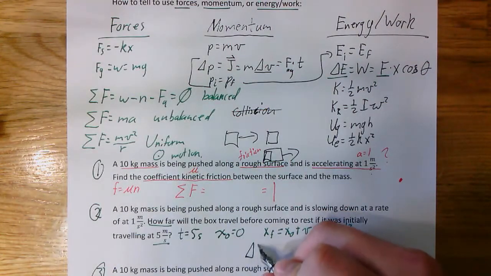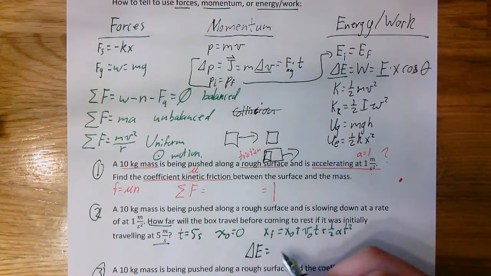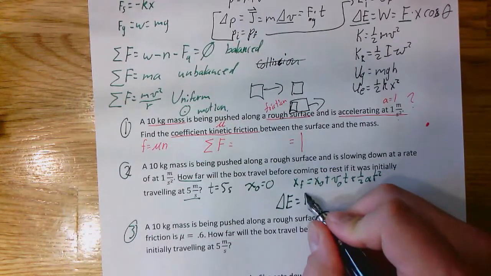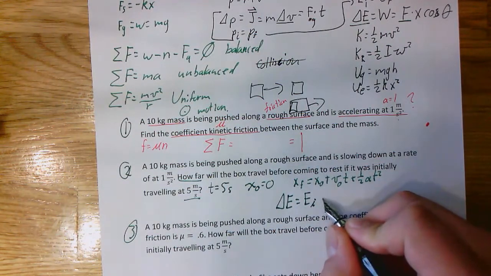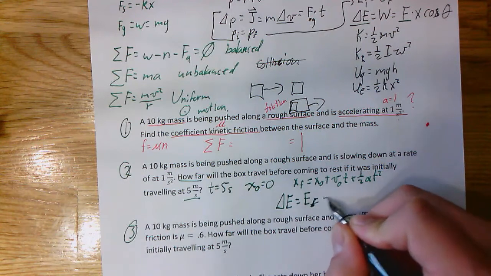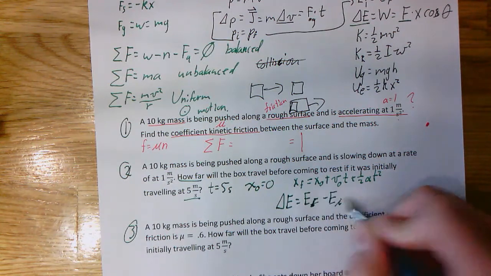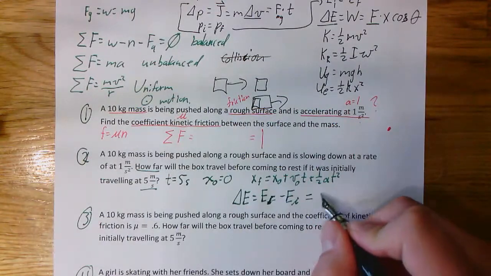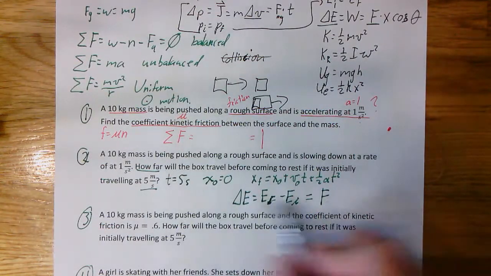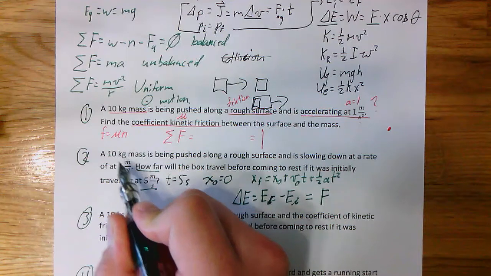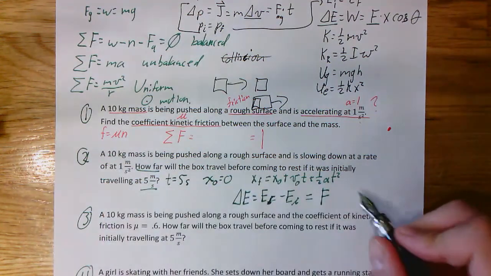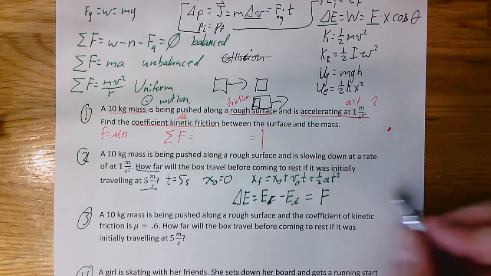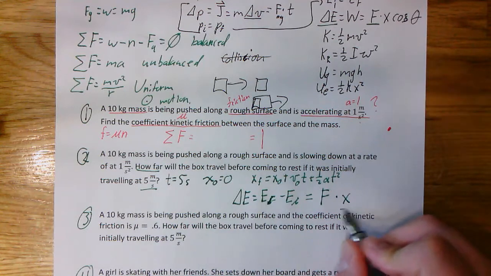Change in energy, think about what type of energy I have. Energy final minus energy initial. You should fill out what types of energies those are. Equals force. Let's see, you know the acceleration, you know the mass. Force equals mass times acceleration times distance, and you're trying to solve for that distance.